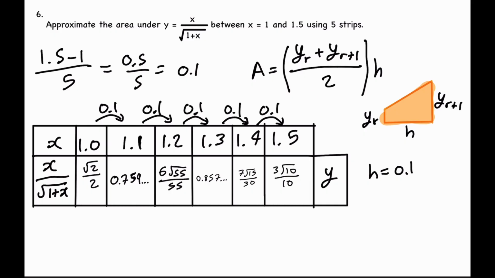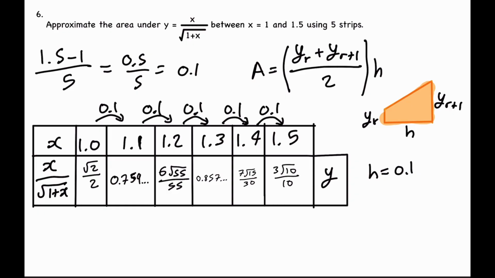Because we know the y value of one side and the y value of the other side, and we know the height is 0.1, for this trapezium that goes from 1 to 1.1, we can just plug in the y values, root 2 over 2 and 0.759, into this equation, with 0.1 as the height. We can find the area of this trapezium, and then apply this to this one, this one, this one, and this one, so we get all the 5 strips at the end.